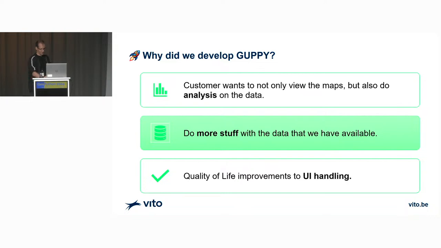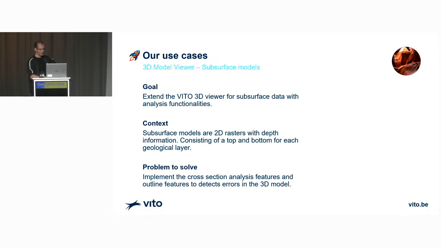So the next part is, okay, we have all this data, we want to do more stuff with it. There's another use case. We have a 3D subsurface viewer, where our geology team models the subsurface of our country. They create a lot of data which consists of 2D rasters with depth information. So every geological layer has a top and a bottom cut-off in a raster layer, which represents a volume.